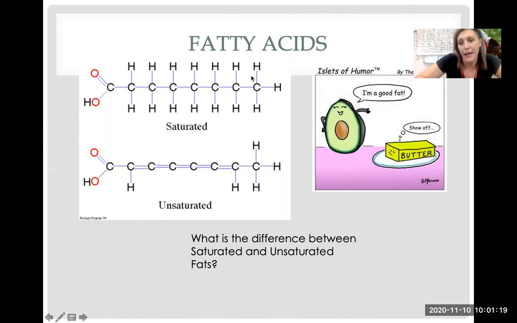And that's kind of like a bad fat, like they're usually solid at room temperature, like lard, butter. Unsaturated is usually an oil at room temperature, and they have double bonds. If you see these 2 lines here, that means that they're double bonded. They don't have as many hydrogens, and they break down a little bit easier.